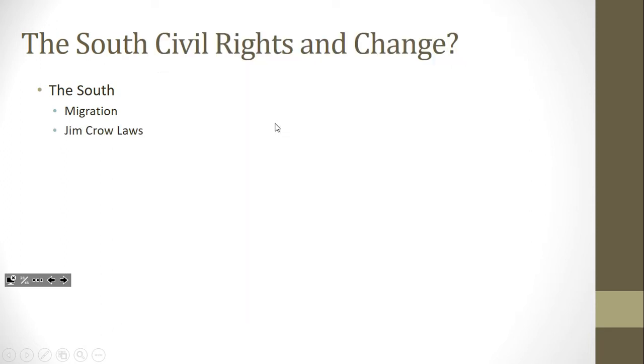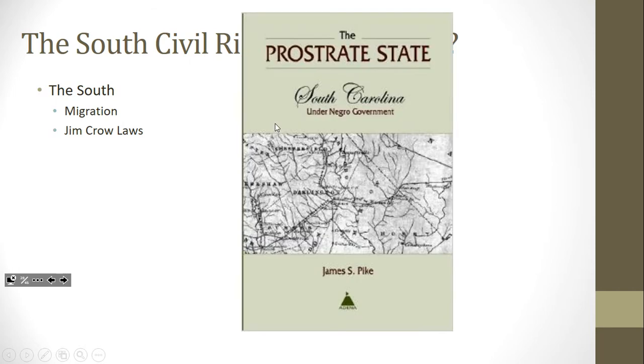One of the reasons that African Americans started leaving the South in larger numbers was the passage of Jim Crow laws. Hopefully we're familiar with Jim Crow laws. They were laws passed by Southern legislatures in order to legally ban African Americans from the public sphere and to establish this whole separate but equal legally segregated society.